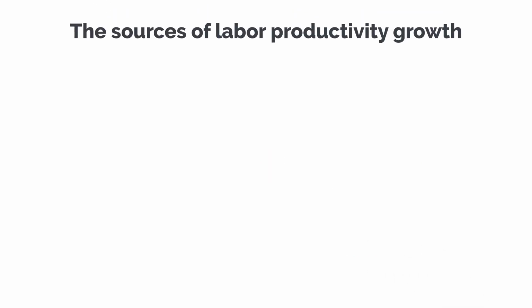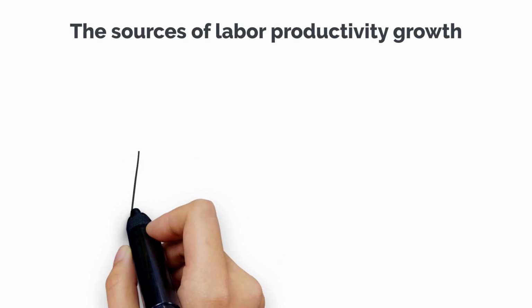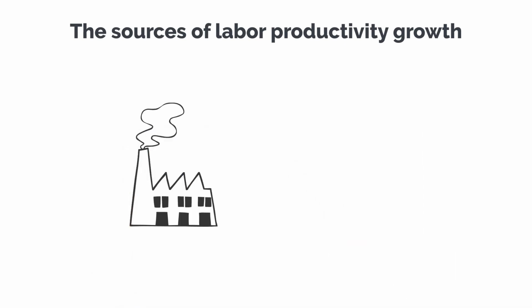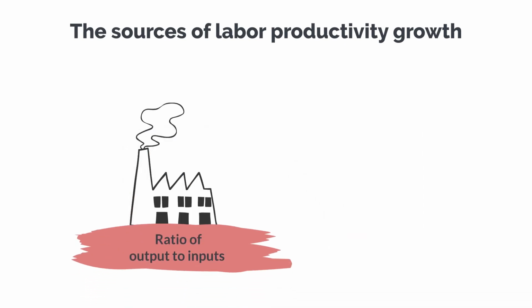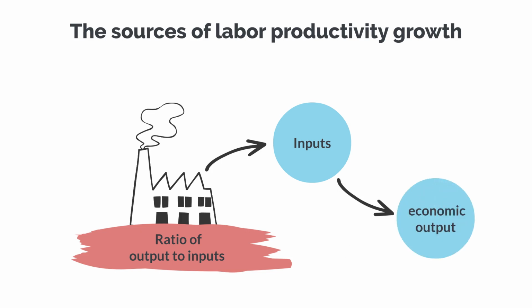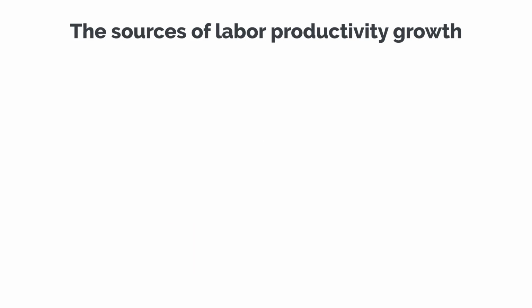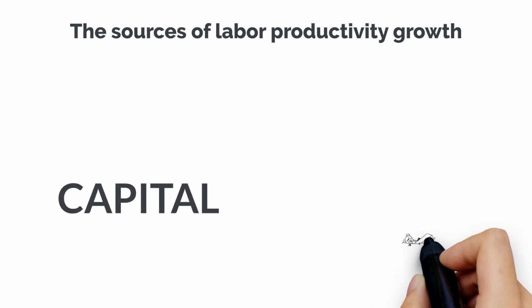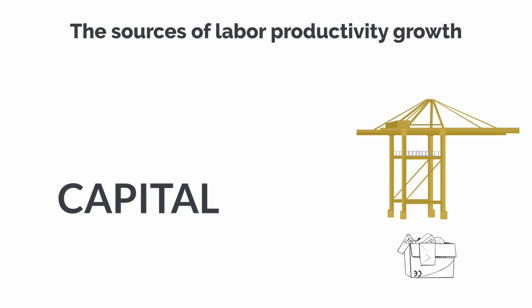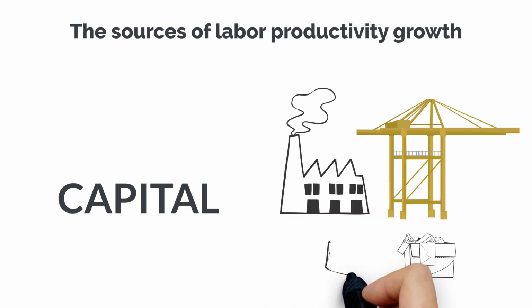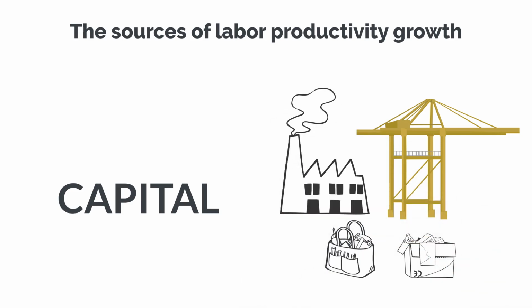The sources of labor productivity growth. Productivity is broadly defined as the ratio of output to inputs. With respect to the economy, productivity measures how efficiently goods and services can be produced by comparing the amount of economic output with the number of inputs used to produce those goods. The term capital, as used in macroeconomics, refers to the plant, equipment, buildings, and inventories of raw materials and semi-finished goods.